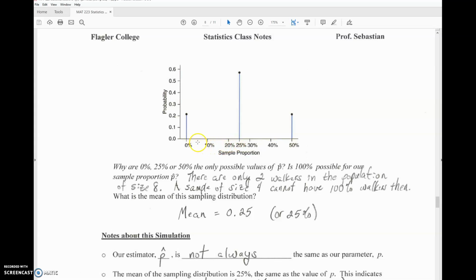But remember, with a sample of size 4, we can only get 0 walkers, 1 walker, or 2 walkers, to get 0%, 25%, or 50%. Because there's only 2 walkers in the population of size 8, a sample of size 4 cannot have 100% walkers, right? You can't even get 75%. You can't get 3 walkers out of 4. You can't get 4 walkers out of 4 because there's only 2 in the population.